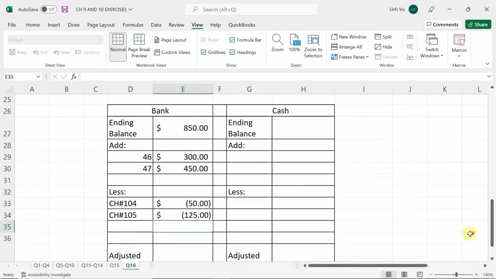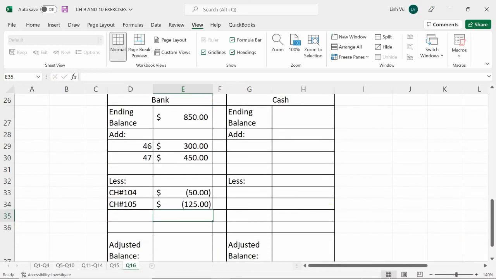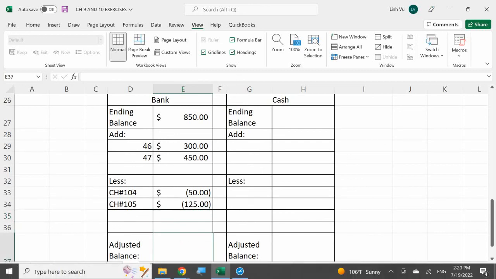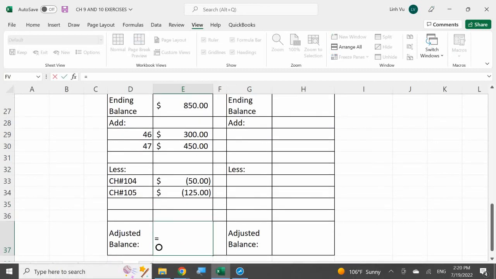Okay, so in this case, let's go ahead and calculate my adjusted balance. So in this case, if I started with my bank account at $850, right, that's my ending balance. I'm going to add my deposits in transit. So I have pending $300 plus $450, and I need to subtract out my checks that are pending to be cleared, which I have one for $50 and one for $125.